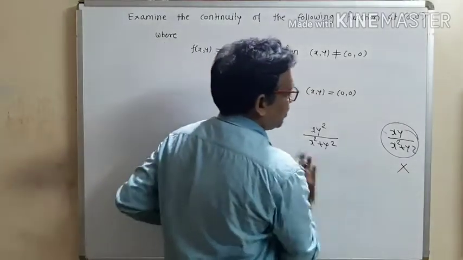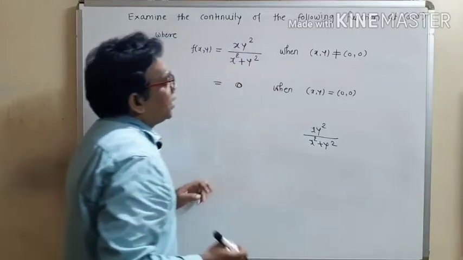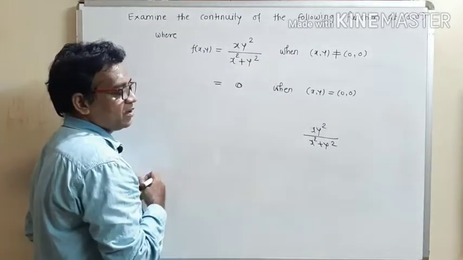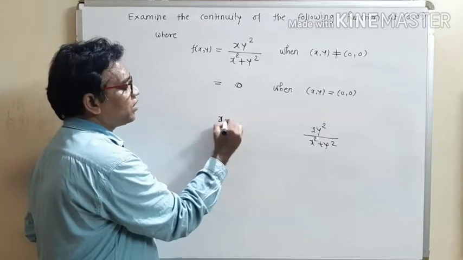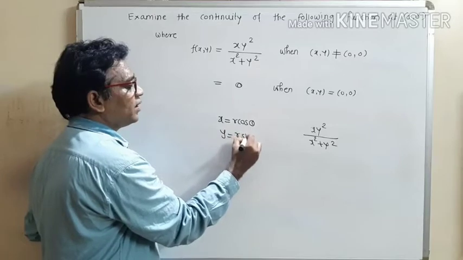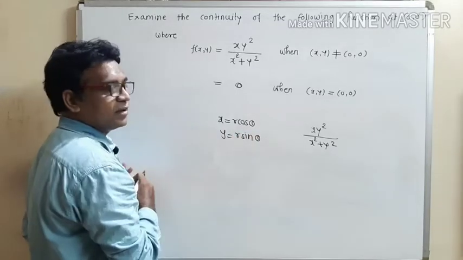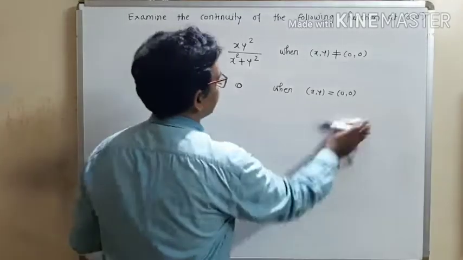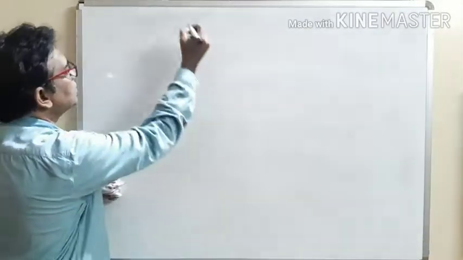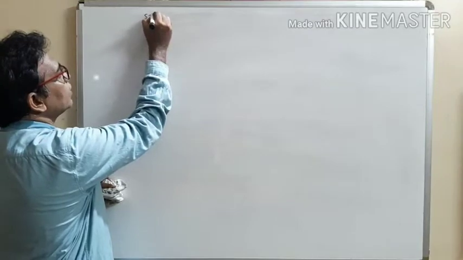Now see, this is again the rule. If the denominator contains the factor x square plus y square, then we use the polar coordinates x equal to r cos theta and y equal to r sin theta. So write down the solution.